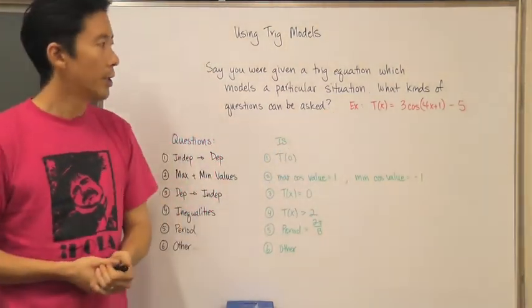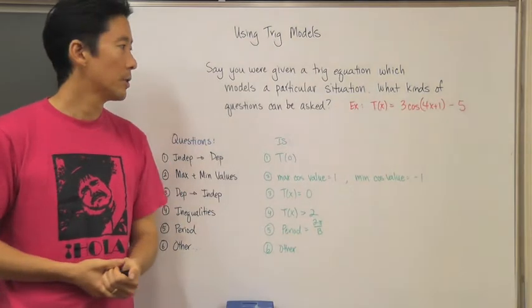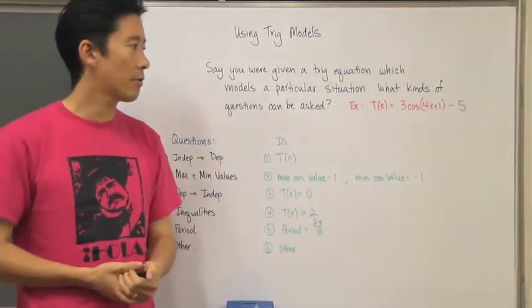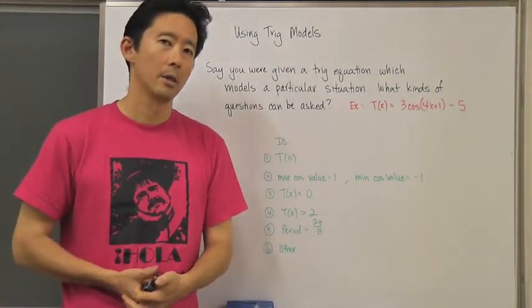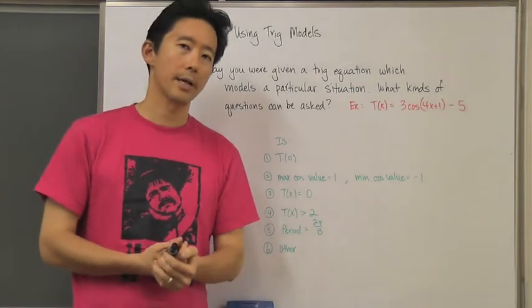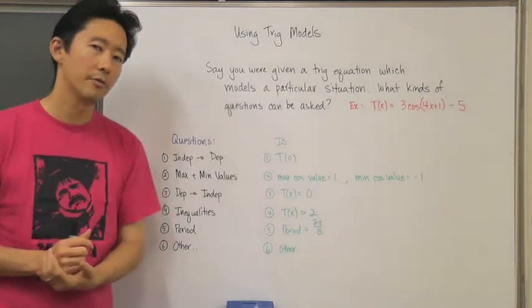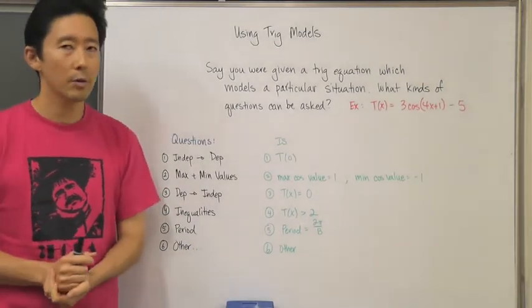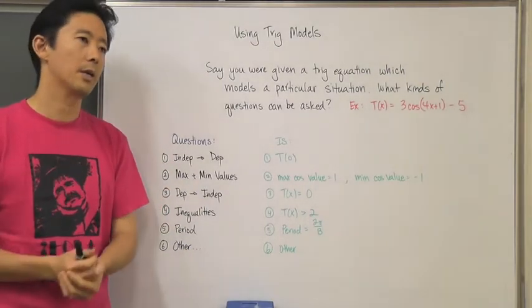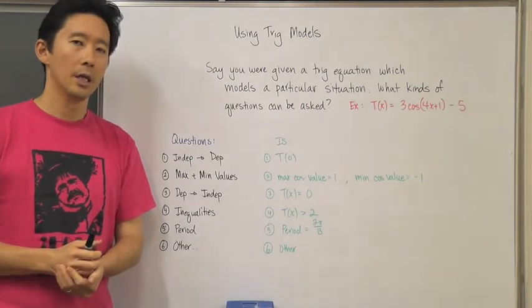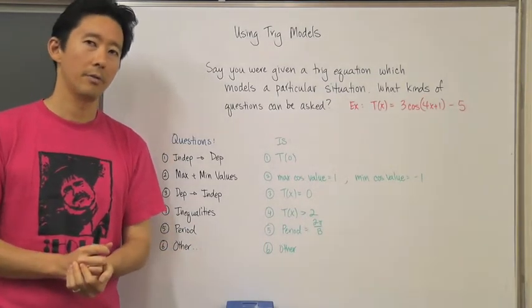Say, for example, your trig model was t of x is equal to 3 cosine of 4x plus 1 minus 5. Now, what are some of the questions that can actually be asked about that particular model? Well, here are some of the things in very general form. Say, for example, if you're given a particular independent variable value, can you find out what the dependent value would be?